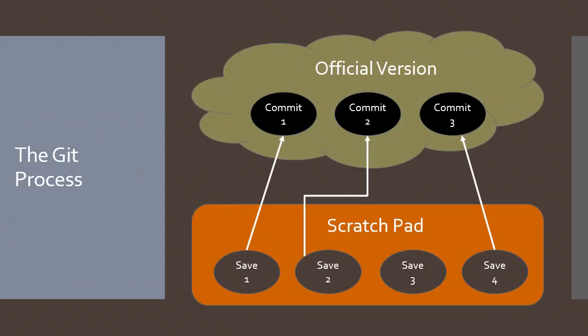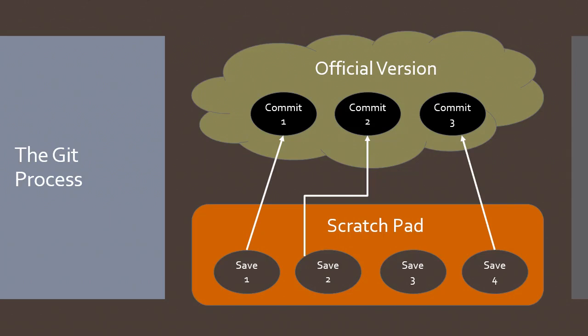Here's the Git process. We work in a Scratchpad. In our Scratchpad, that's going to be our studio when we're working on our notebooks. We get to a point then where we want to save what we've done. Now we can simply click the Save button and save it on our computer and continue working. That's still working in the Scratchpad.